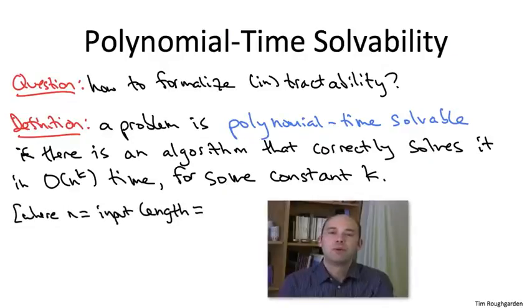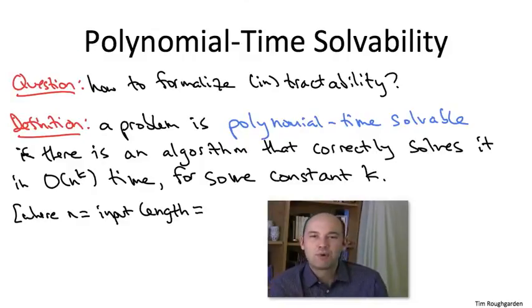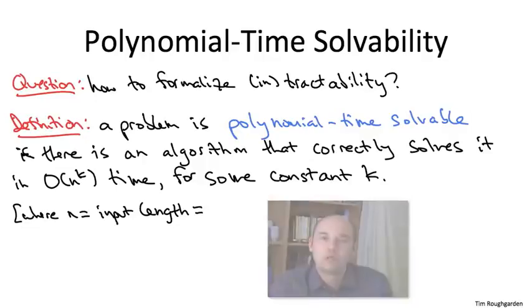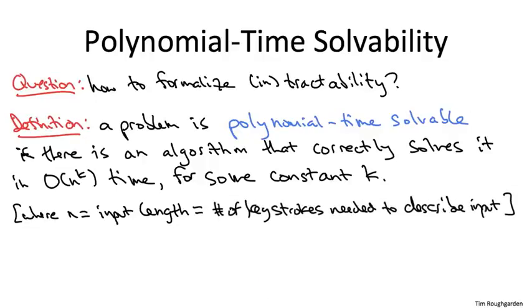Pretty much all of the problems we've discussed, it's been kind of obvious what the input length was. It was, for example, the number of vertices plus the number of edges, or the number of numbers that had to be sorted, etc. For an abstract problem, just informally, I would encourage you to think about the input length n as the number of keystrokes on a computer that would be required to describe that given instance.